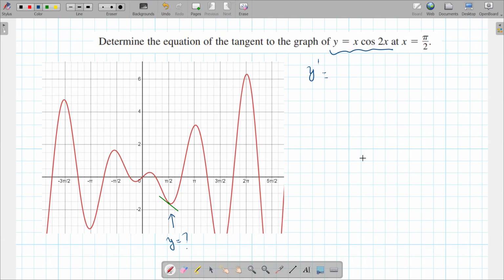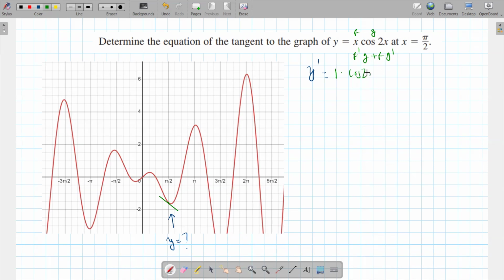Good try, but no, that's wrong. What'd you mess up? Product rule, because you have x times cosine of 2x, right? So the negative sign doesn't apply until after the plus sign. So this is f, this is g. So remember, it's f prime g plus f g prime. So it'll be 1 times cosine of 2x, right? Look at this. F prime is 1, and then g as it is.